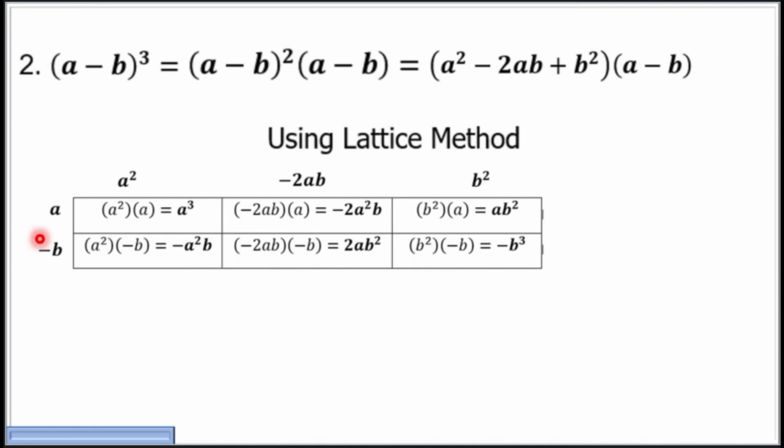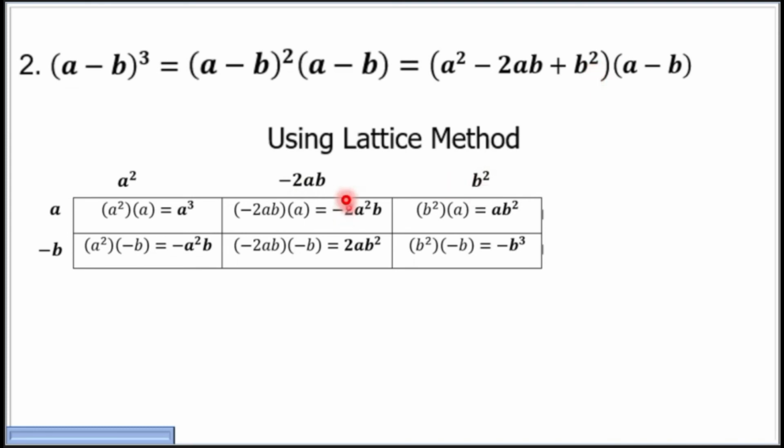On the vertical alignment, what is a minus b? Take note: a minus b. Then a squared minus 2ab plus b squared. There is no need to write the plus because it is already positive.